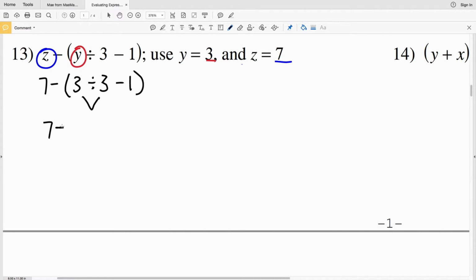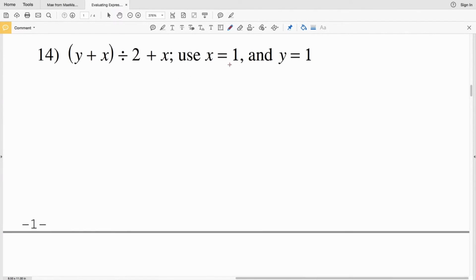So we're going to have 7 minus 3 divided by 3 is 1 minus 1. 1 minus 1 is within the parentheses. So we're going to have 7 minus 1 minus 1, which will be 7 minus 0. So our answer for number 13 is going to be 7.